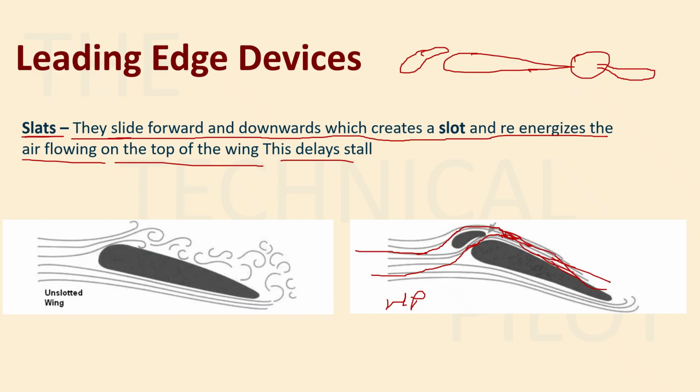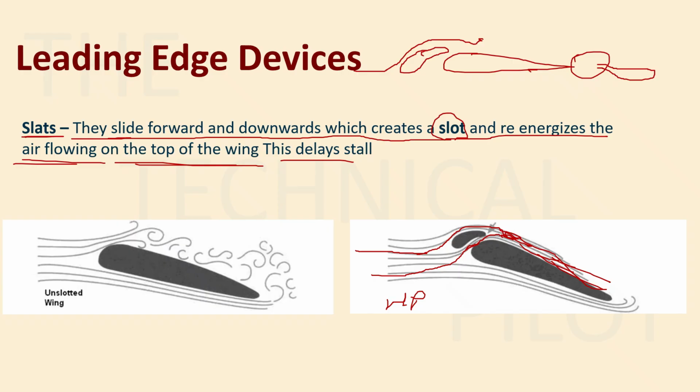So now the wing will not stall. So your slats produce slots. Slots help in re-energizing the airflow at the top of the wing, exactly as similar as our Fowler flaps. Air is coming in like this. The air was going like this. It was losing energy, about to separate.